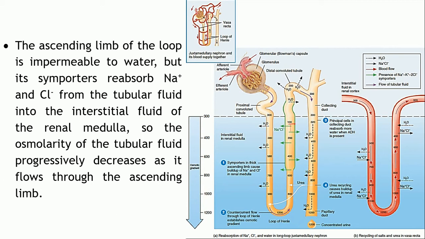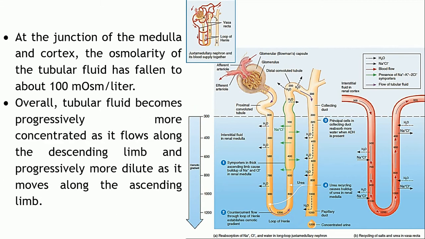So this is why the osmolarity of the fluids keeps reducing. As it leaves the loop of Henle, the osmolarity of the fluid is as low as 100 milliosmoles per liter at the junction of the medulla and the cortex. So as it enters the distal convoluted tubule, the osmolarity is very low.